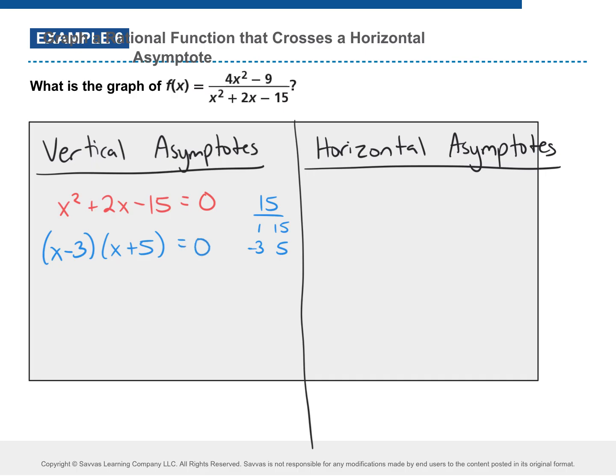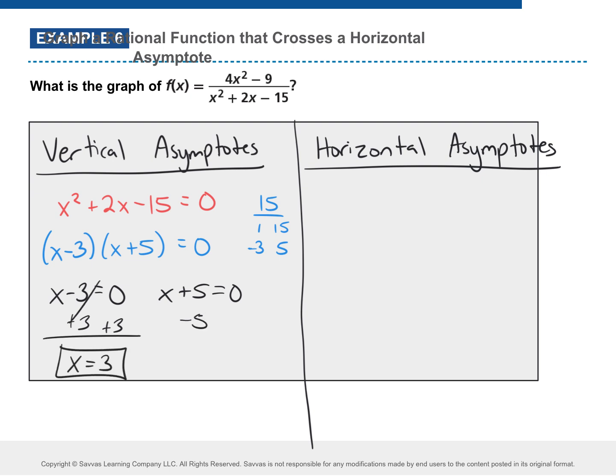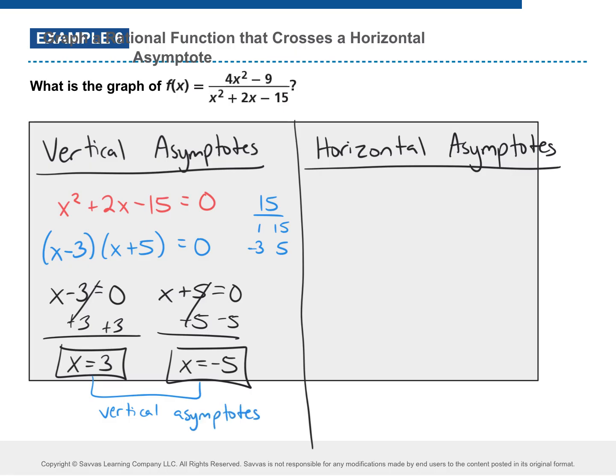How do I solve from here? Yep, set them individually equal to 0. So I add 3. What do I get for that one? X equals 3. Subtract 5 here, I get x equals negative 5. So remember, these two right here are my vertical asymptotes. Again, what does it mean to be an asymptote? It's like a boundary, right? Doesn't let it go through.